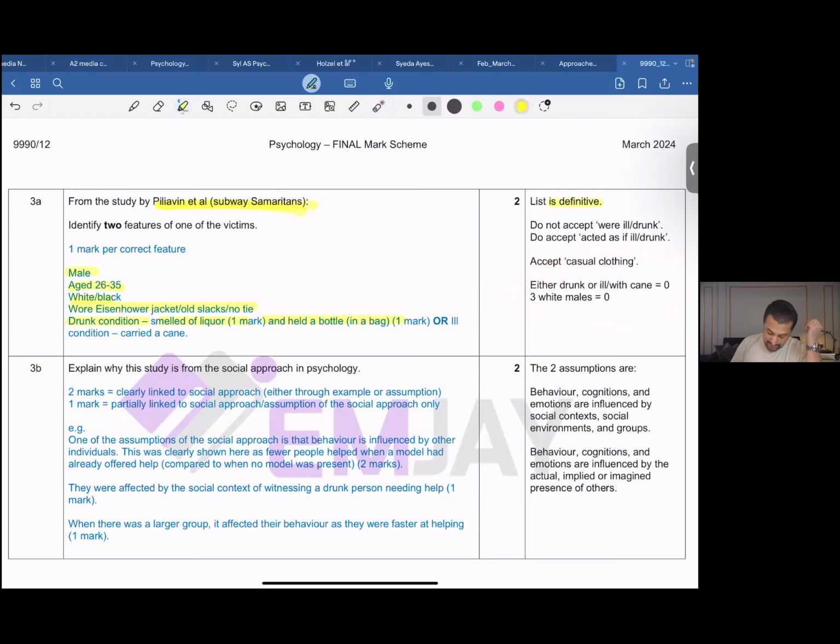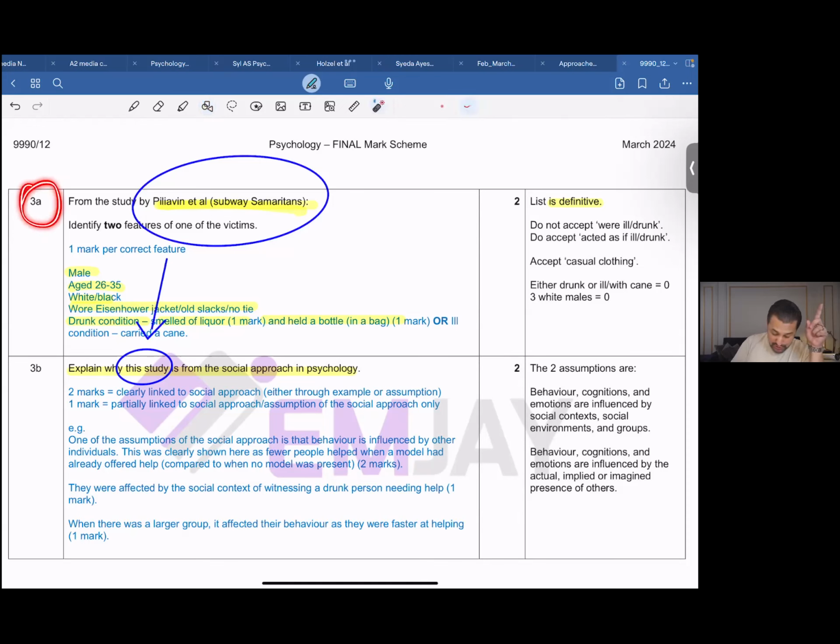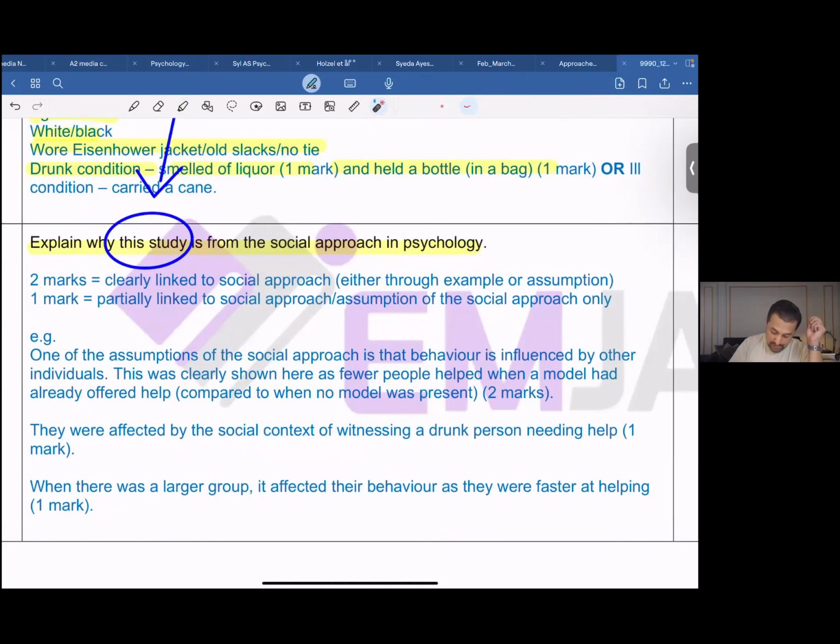The next one, explain why this study is from the social approach. Now, what study are we talking about? Talking about the study by Piliavin et al. This is a continuation. The first part was 3A, the second part is 3B. Explain why the study is from the social approach in psychology. So to be able to score 2 marks, you need to clearly link the study with the social approach, either through an example or you could use an assumption. An example of that would be, one of the assumptions of the social approach is that behavior is influenced by other individuals. This is where you're getting the first mark. Remember, this is a 2-mark question.